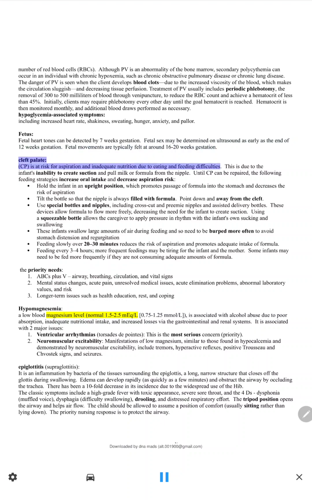Cleft palate. CP is at risk for aspiration and inadequate nutrition due to eating and feeding difficulties. This is due to the infant's inability to create suction and pull milk or formula from the nipple.